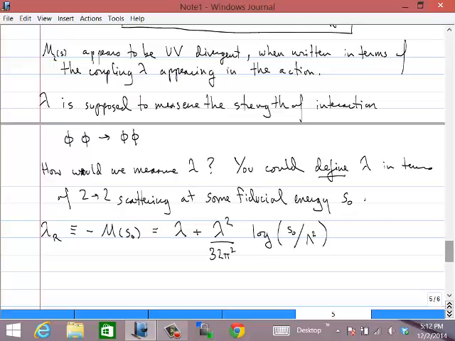And it's inevitable that you're going to need to choose some sort of process, some energy scale at which to define this lambda. And one of the things we'll see is that all of the coupling constants will need to be defined in terms of physics at a particular scale, and they will change as you change the scale at which you study them.